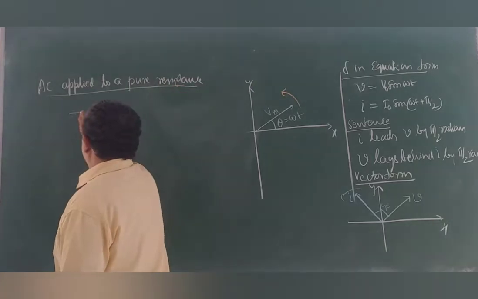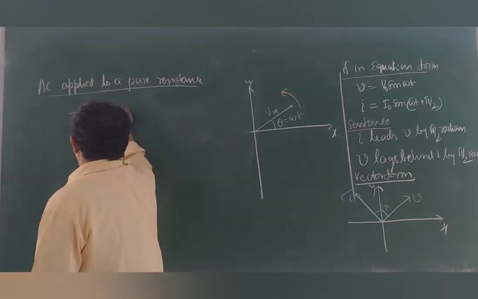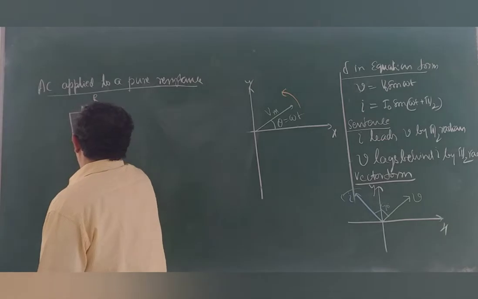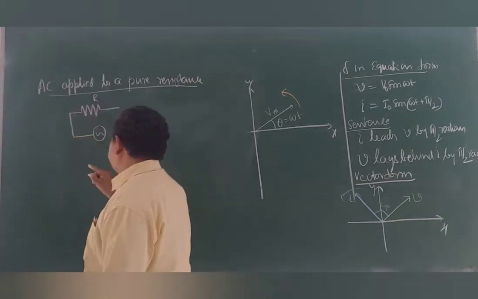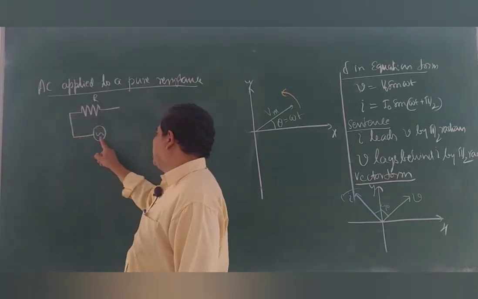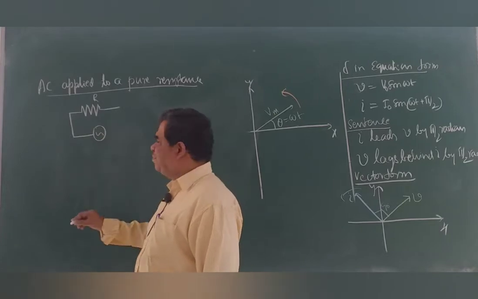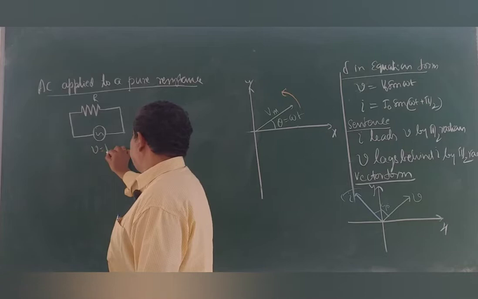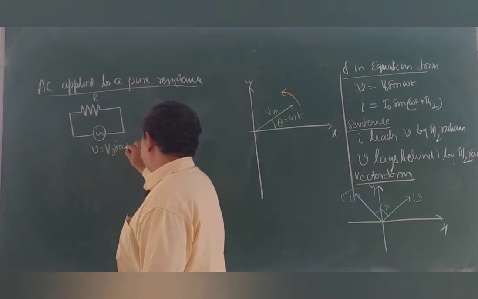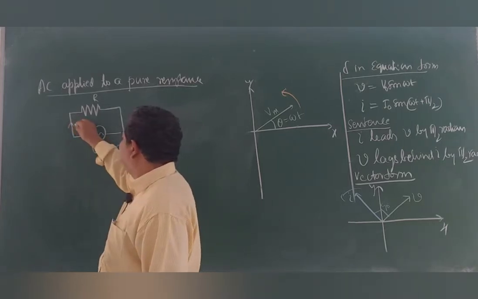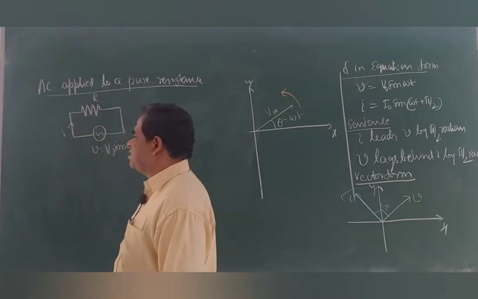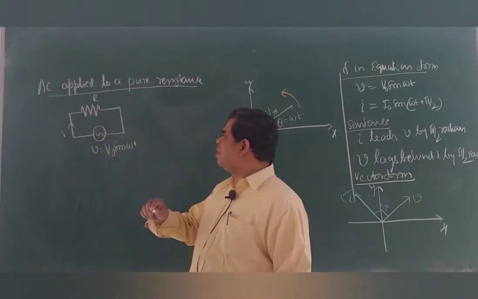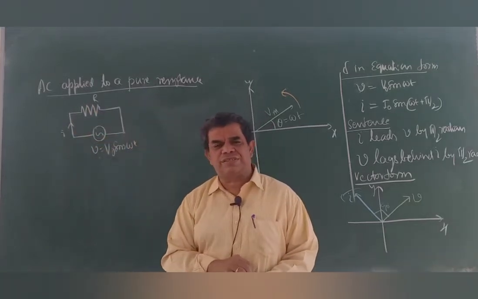I write the circuit. This is the resistance and this is the AC source. Observe, the AC source is indicated by a circle with a wavy line. This is the circuit. And we applied AC voltage V0 sin omega t. Current I is passing, R is the resistance. But what do you mean by pure resistance?